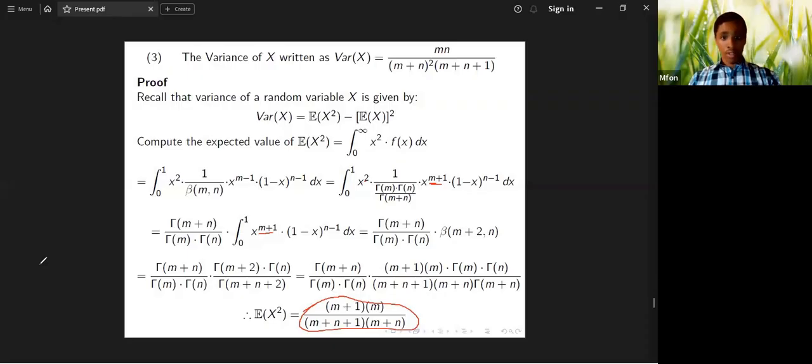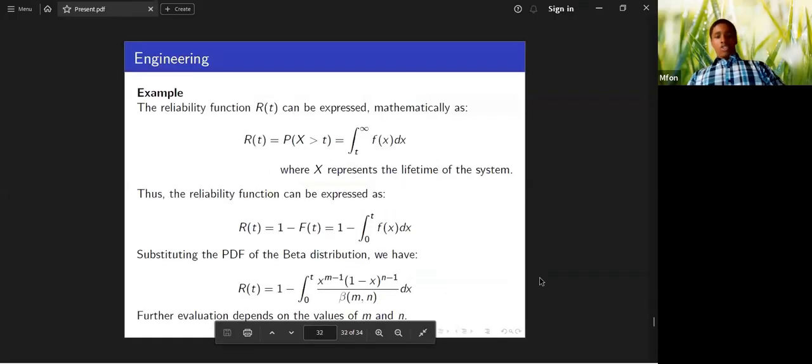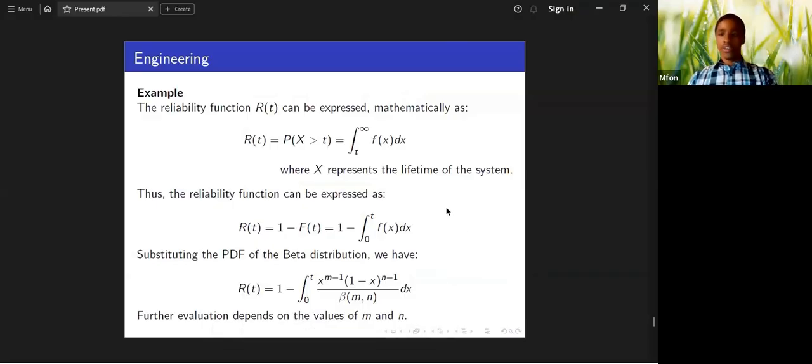So here we'll also look into engineering. In the field of engineering, how is the gamma and beta function being applied? We see it's applied in the reliability function R(t), which is expressed as P of x less than t is equal to the definite integral from t to infinity of f of x dx, where x represents the lifetime of the system. The reliability function can be expressed using the beta function.